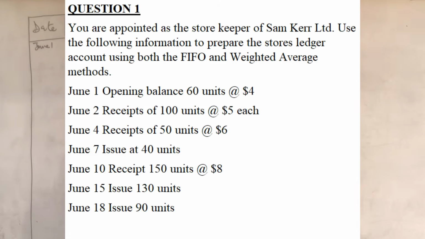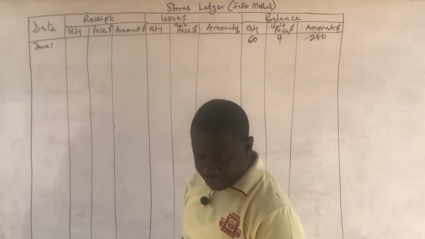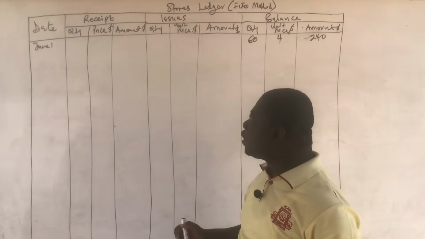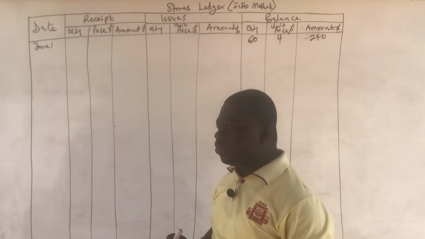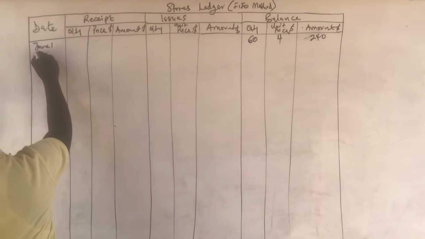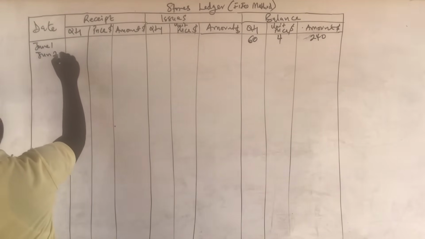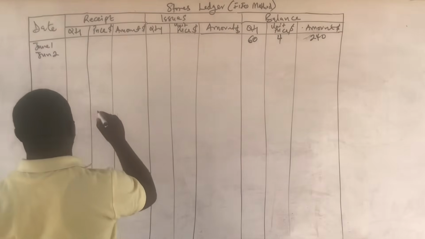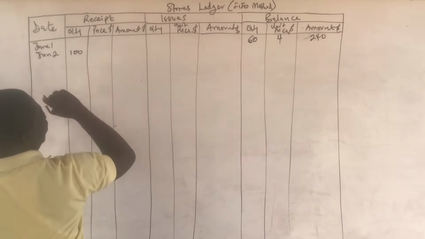It says June 2nd, received or receipt of 100 units at $5 each. So it is a receipt or it's received. So it goes under the receipts column. That's the meaning. So June 2nd, the quantity is 100 units and the unit price is 5. So you put 100 units.